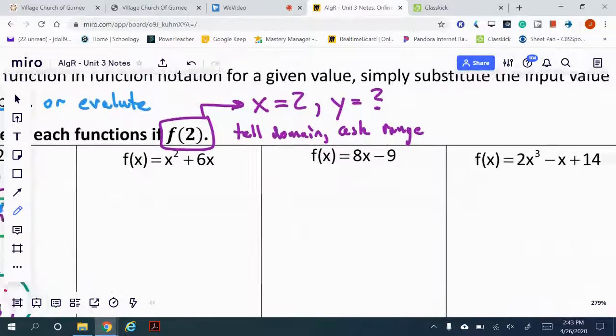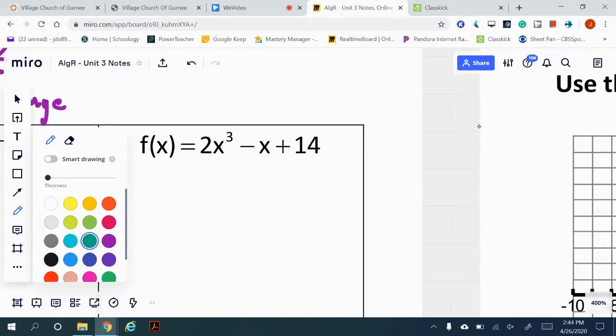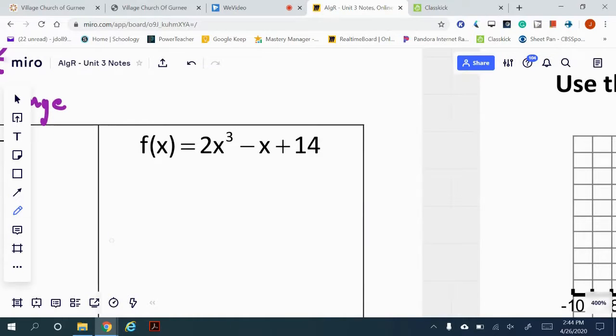Let's look at one more. Let's go to the last one here, and the other two I'll do in the notes, and you can check the notes on the real-time board to see the answers there and try them on your own. But f of 2 here. Now again, notice there are 2 terms here with x, and that's okay. If we substitute for x once, we substitute for x as many times as it shows up here. So we'll end up with 2 times 2 to the third minus 2 plus 14.